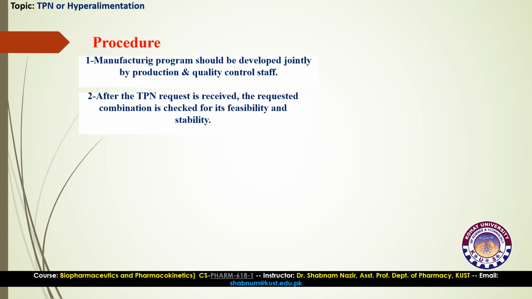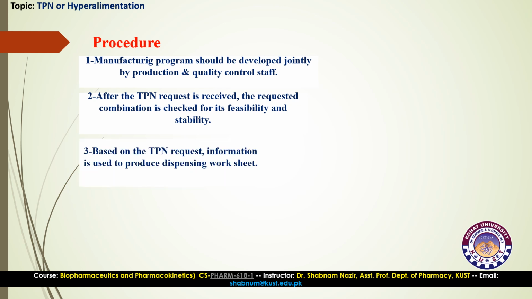Whenever the TPN request is received, the requested combination is checked for its feasibility and stability, as there is quite a possibility that the ingredients are not compatible, then their order of mixing must be changed, or there might be a need for changing the ingredients.